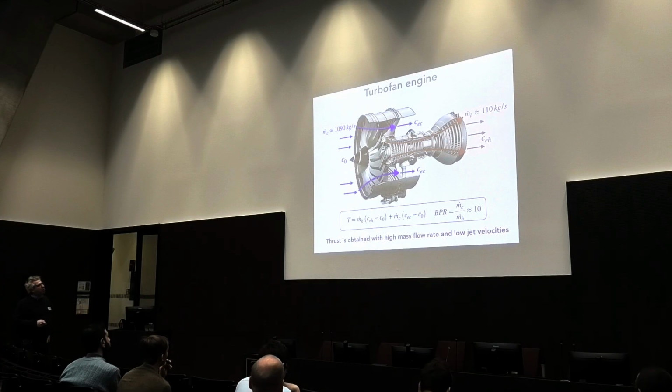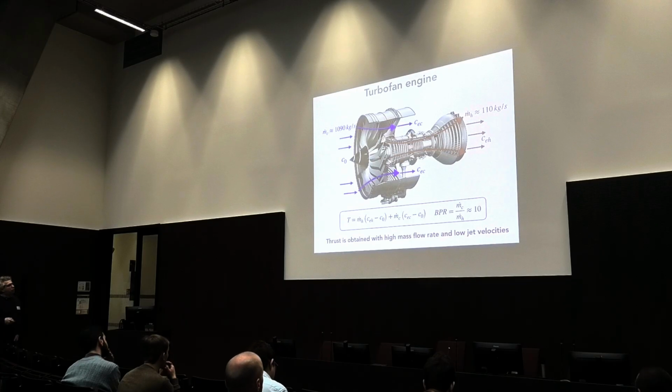So the cold mass flow rate here is very huge compared to the hot mass flow rate. Typically, it's linked in what we call a bypass ratio, which is about 10. So you have 1 ton each second in the fan and about 100 kilograms per second in the core of the engine. So here the thrust is mainly obtained with high mass flow rate and low jet velocities, except for the red, but that's not the point here.